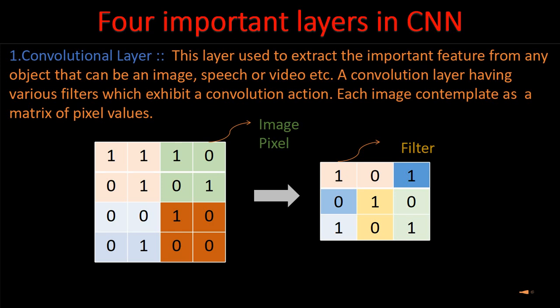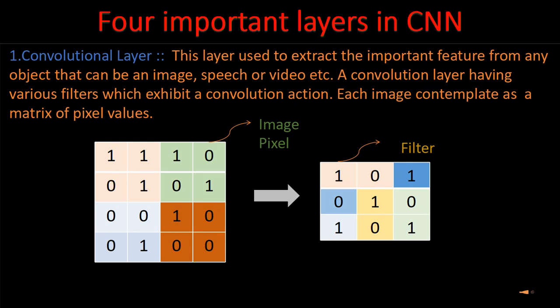So in this layer we apply the mathematical operation of convolution, which is performed between the input image and a filter having a particular size, as we can say x cross x, or we can take an example as 3 cross 3. The filter must be smaller than the input.